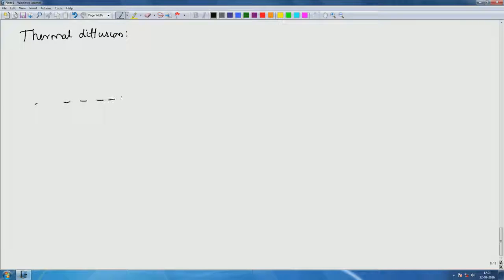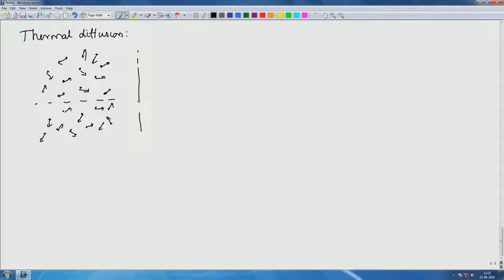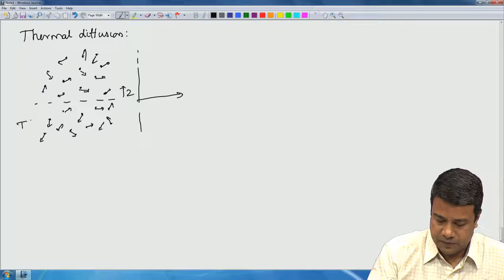Once again, if we have molecules having fluctuating velocities across the surface, this is the z direction. But on average, the fluctuating velocity, so the temperature of the molecules below the surface is greater than that above the surface.